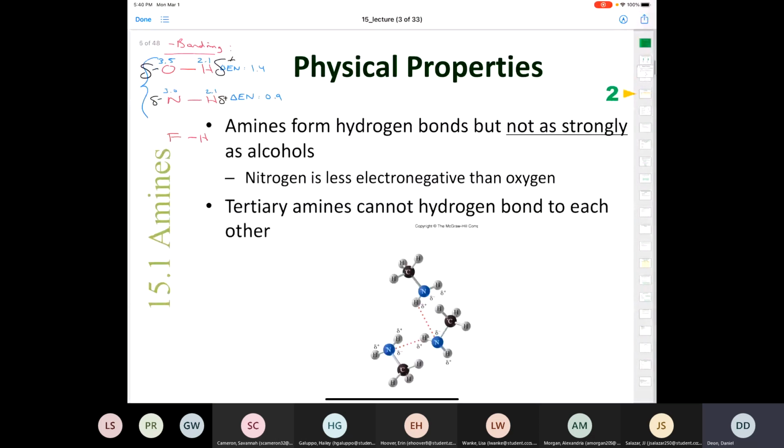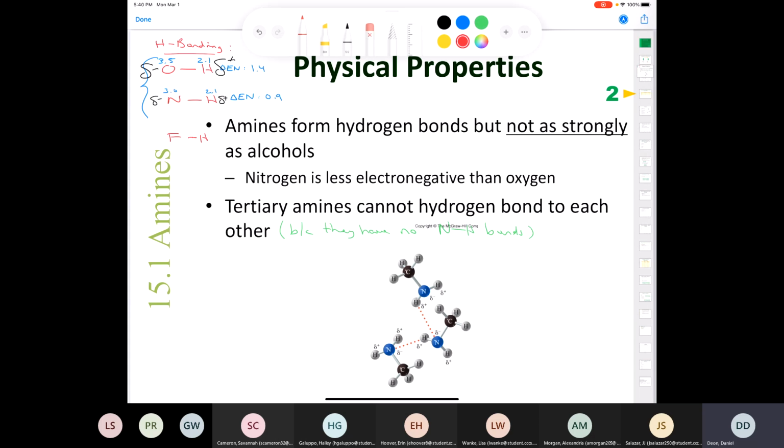All right. So again, tertiary amines cannot hydrogen bond to each other, and the reason why is because they have no NH bonds. They don't have any. So if they don't have an NH bond, then they can't form a hydrogen bond.